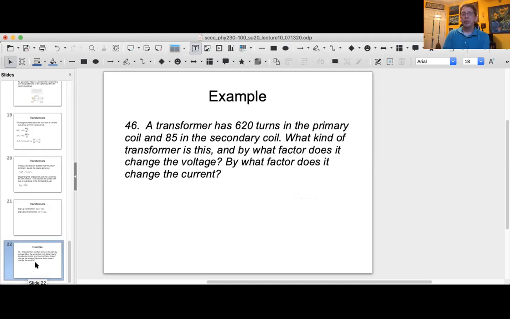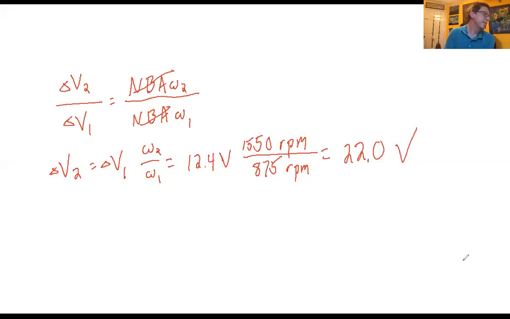So we're going to finish with an example. A transformer has 620 turns in the primary coil and 85 in the secondary coil. So that's N1 and N2. What kind of transformer is this, and by what factor does it change the voltage? And then by what factor does it change the current? So let's go to the whiteboard one last time. So we'll clear this up. So N1 is 620, and N2 is 85.